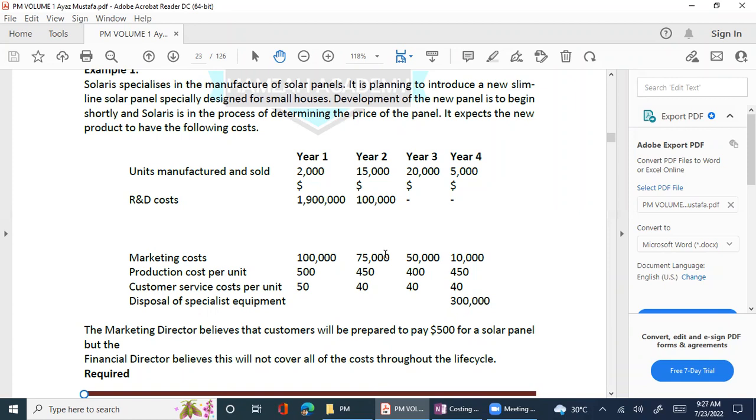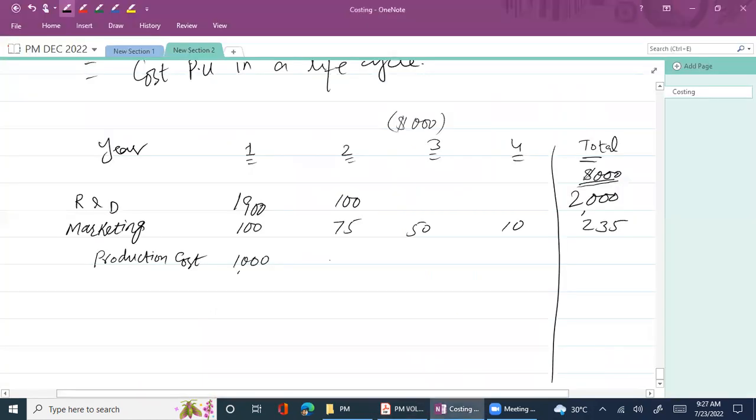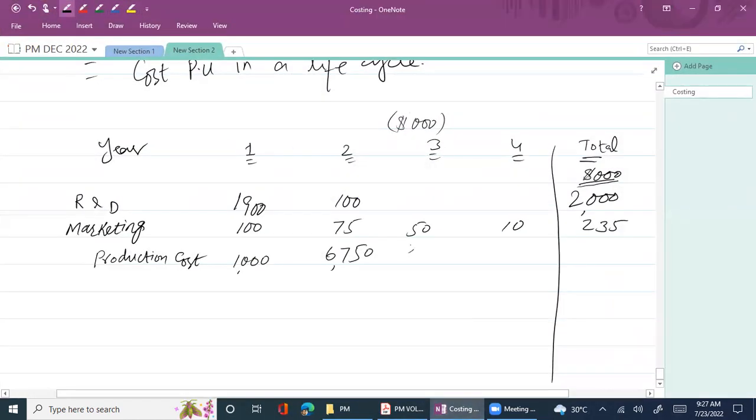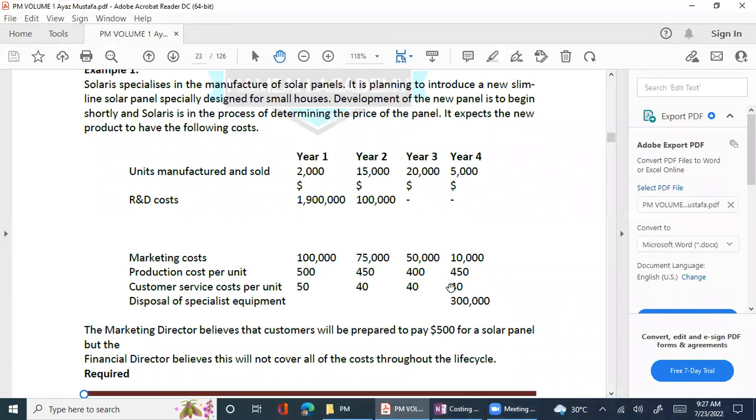So this is 6750. Three zeros are rounded. And what will be next? 400 into 20,000, 8 million. Then 450 into 5,000.